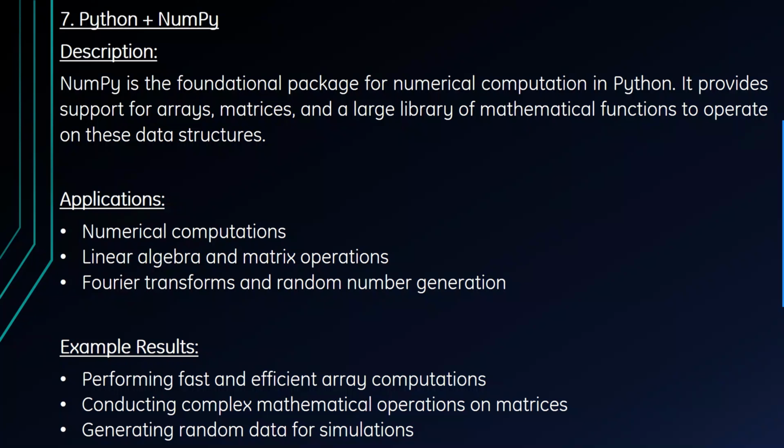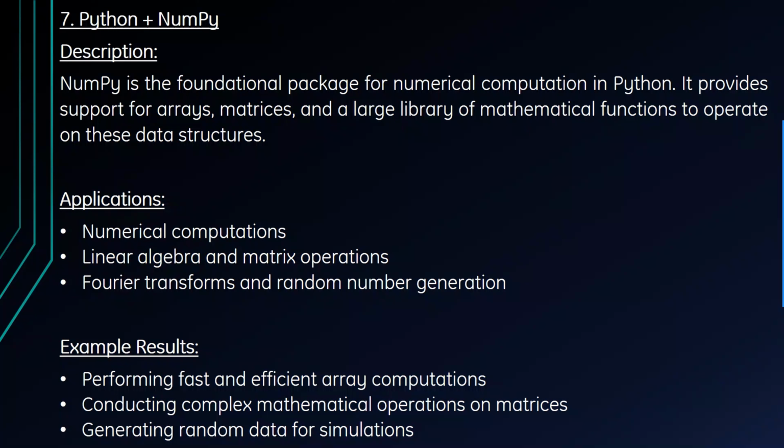Again, the applications are numerical computation, linear algebra, and matrix operations, and we can also do Fourier transform and random number generation using NumPy. The examples given here are performing fast and efficient array computations, conducting complex mathematical operations on matrices, and generating random data for simulation. And yeah, we used to do it manually. It takes almost half an hour to solve a Fourier transform problem, so that can be avoided using just the NumPy function.